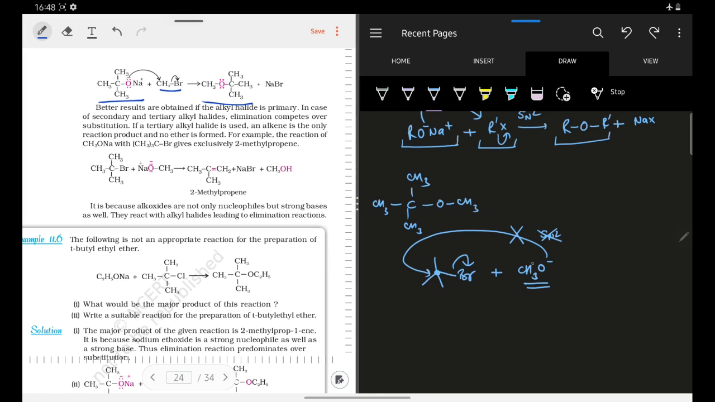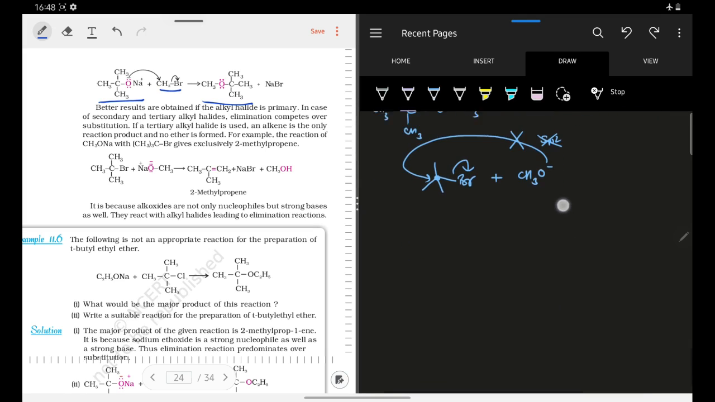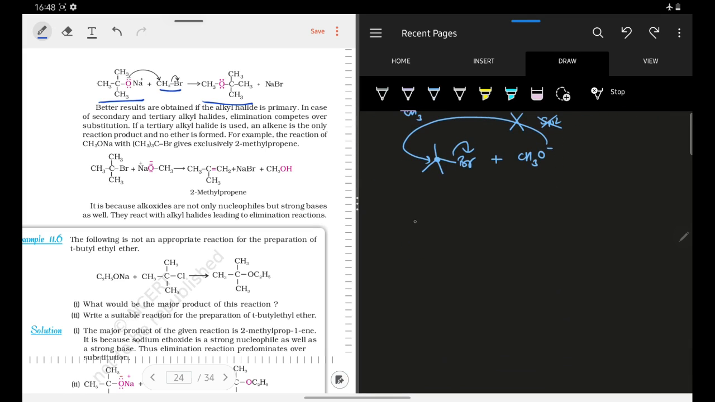What actually happens is that this alkoxide, as I have already told you, does not always act as a nucleophile. It can also act as a base. It has the potential to act as a base. So suppose I use this 3-degree alkyl halide, so I will have this proton here and I have this methoxide ion.